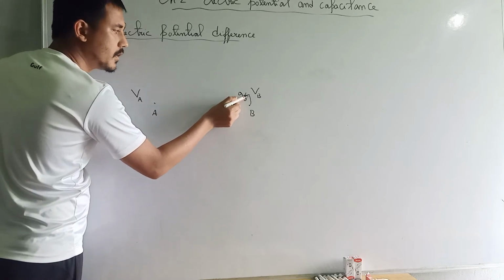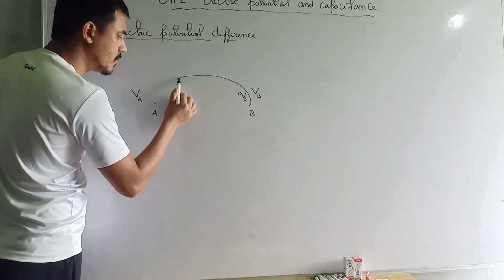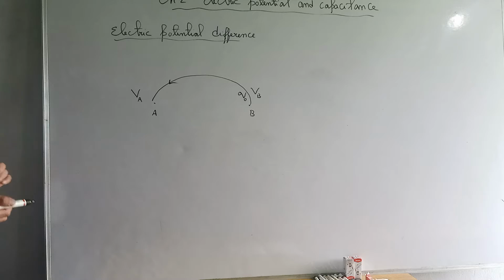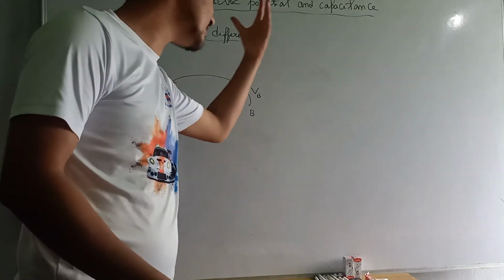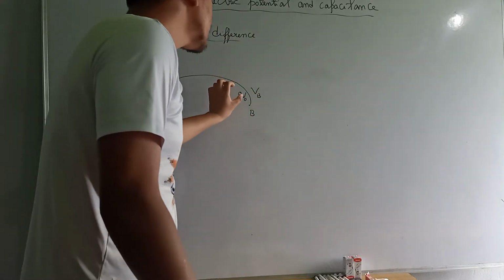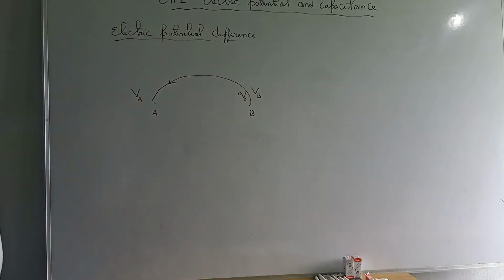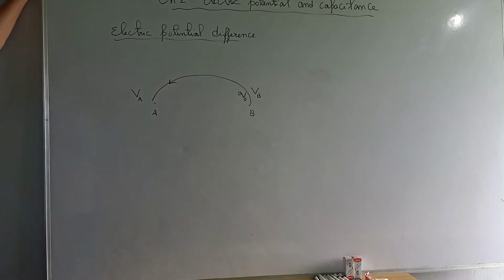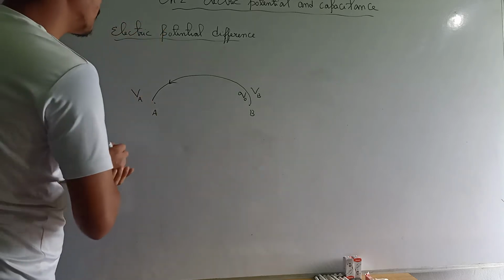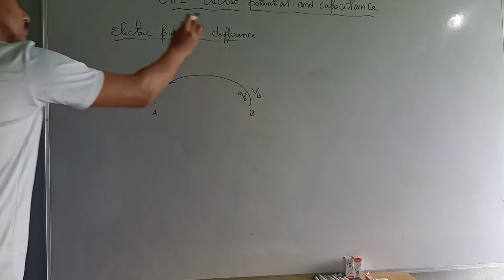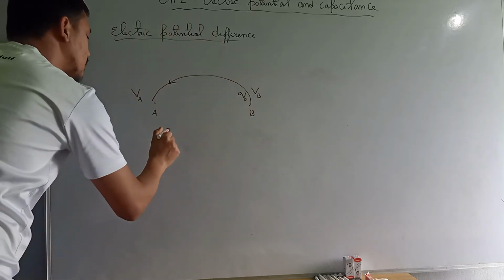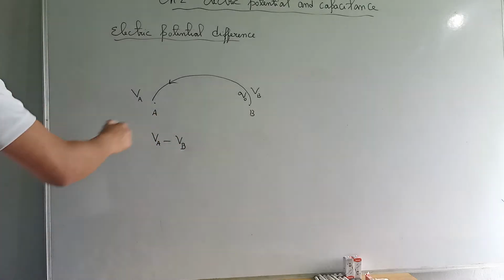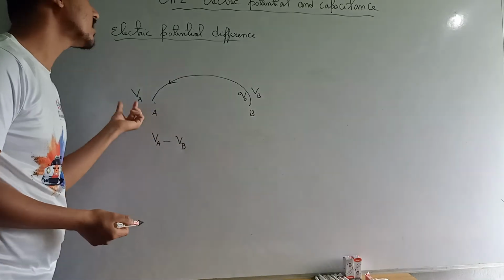So, in order to bring this Q0 from B to A, some work has to be done by the external agent. How much work has been done by the external agent in bringing this Q0 from B to A is known as the electric potential difference between the 2 points A and B. Electric potential difference is defined as VA minus VB. Potential difference means difference in the potential at A and B.